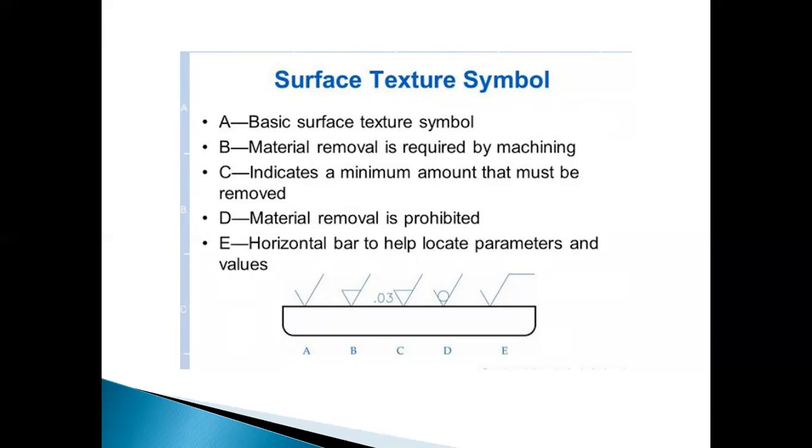The third one indicates a minimum amount that must be removed. This one is indicated by C. And D means material removal is prohibited, which is shown in the figure by a circle in between the two legs. And E means a horizontal bar to help locate parameters and values, which indicate the under root.